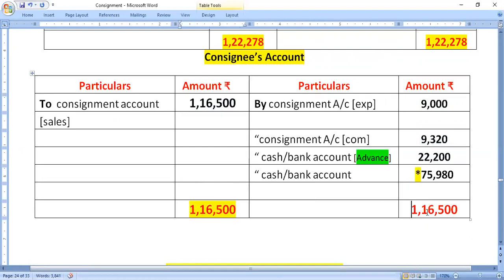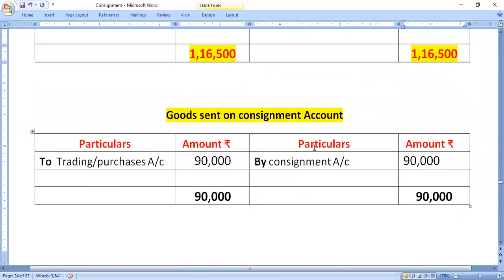Transfer to lesser side 1,16,500. The balancing figure leads to 75,980 rupees, my dears. This is the balance due from the consignee to the consignor, my dears. 75,980. After that, we go to goods sent on consignment account, my dears. Under that, by consignment account 90,000, face value of the articles, debit side for closing to trading or purchases account 90,000, my dears. The problem tallies for 90,000, that is goods sent on consignment.